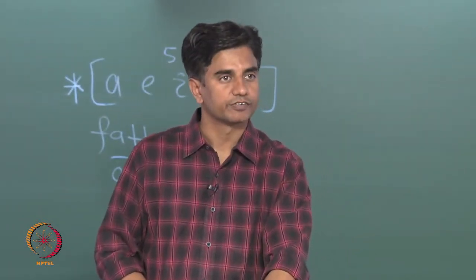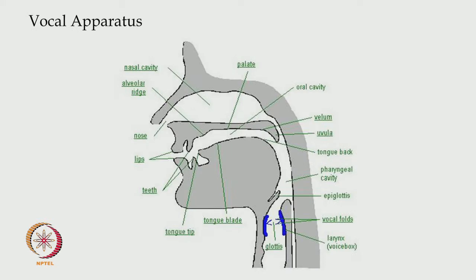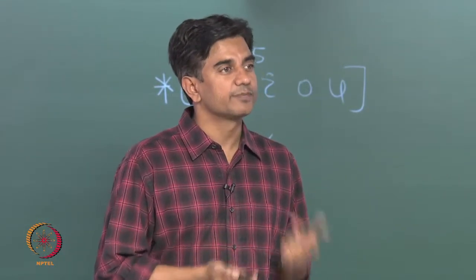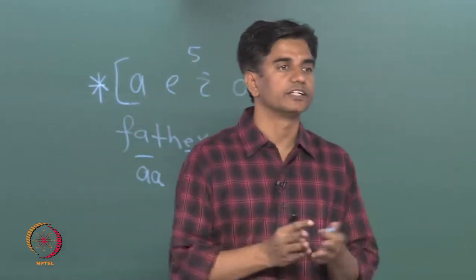I'll keep coming to this picture once again. Right now, I want to take you to these terms. So two broad types, oral and nasal, clear? Places of articulation and manners of articulation are the two things that we will be talking about. Places of articulation refer to different places in this vocal apparatus which are responsible for sound production. And how, that is, there are more things responsible for that, which is referred to as manners of articulation. So these are going to be two important things which we will be looking at in a clear way, and on the basis of these things we will be able to see clearer distinctions between consonants and vowels.